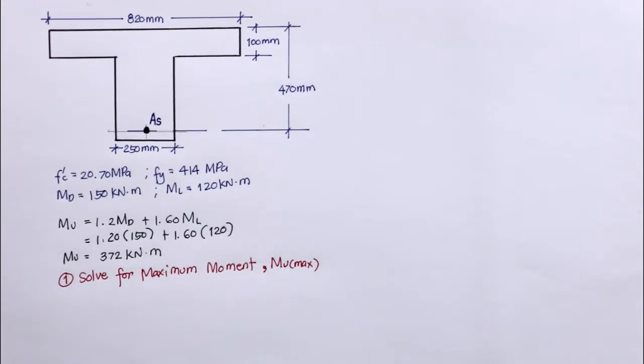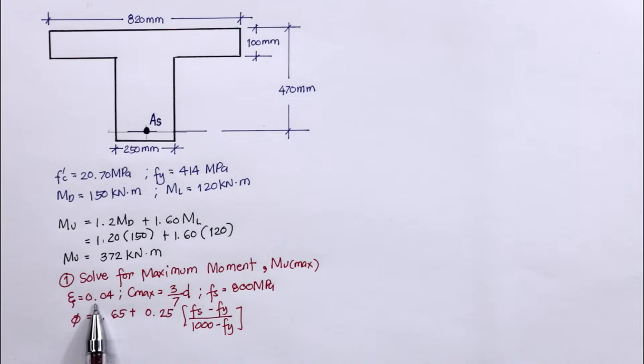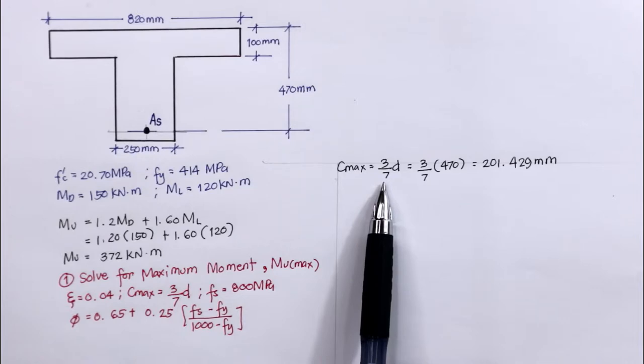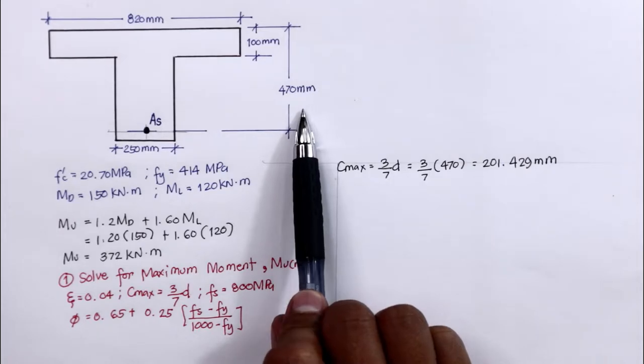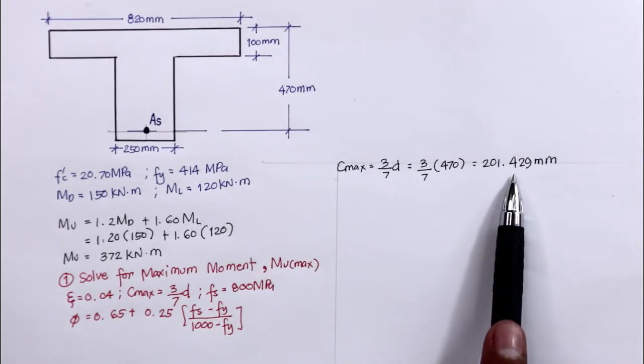Again, ano-anong parameters ba ang alam natin under maximum moment condition? At maximum condition, the value of strain of steel is equal to 0.04, c max is equal to 3 over 7 d, fs is equal to 800 MPa, at ang formula ng reduction factor na gagamitin natin is 0.65 plus 0.25 (fs minus fy) over (1000 minus fy). Using the formula for c max is equal to 3 over 7 d, and the value of effective depth is equal to 470 mm, then ang makukuha nating answer ng c max is equal to 201.429 mm.